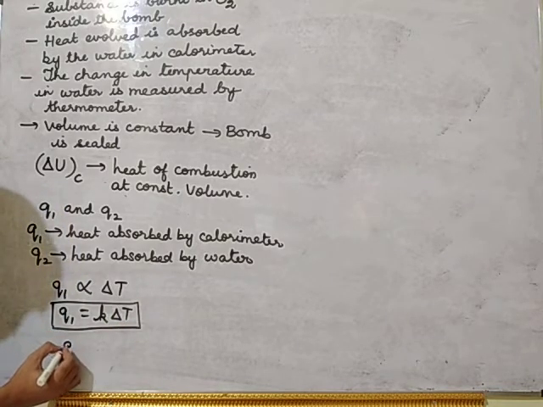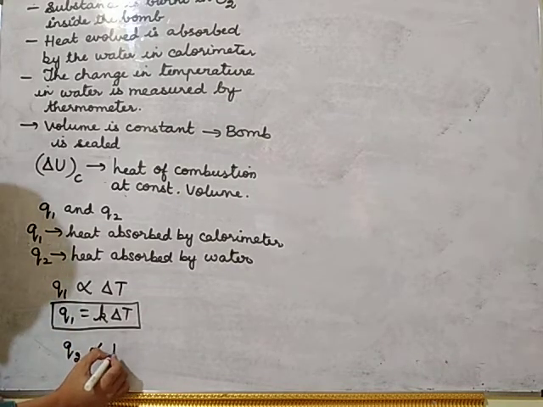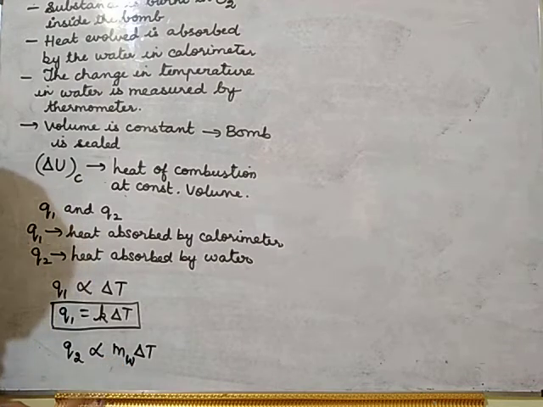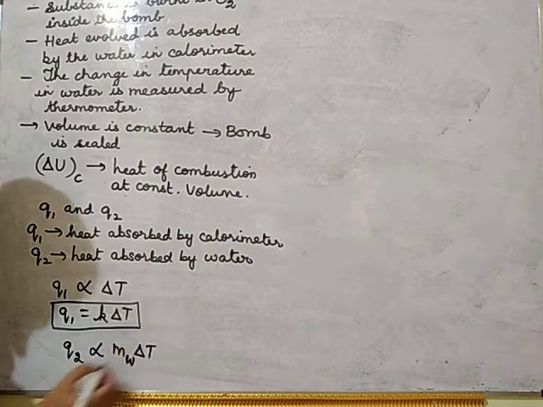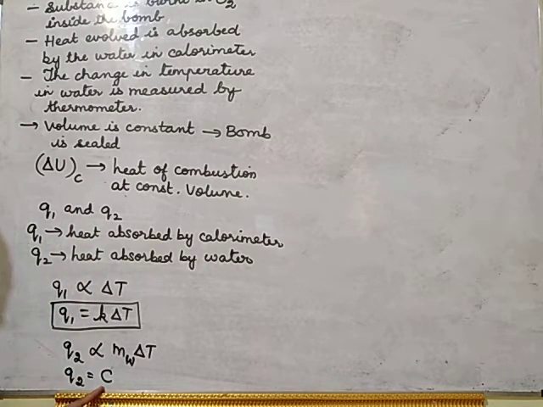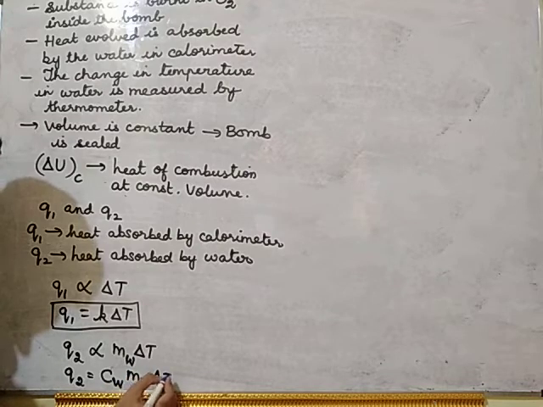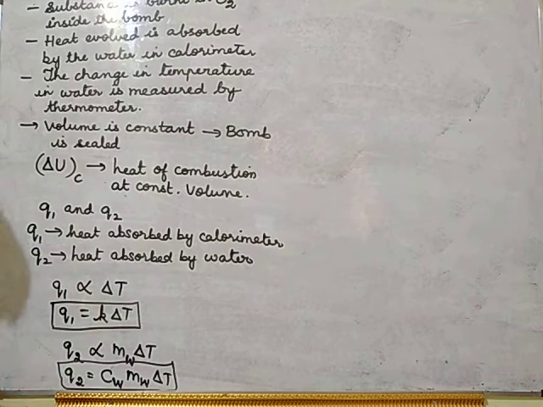The heat absorbed by the water is directly proportional to M into delta T. This also we studied, M into delta T, where M is the mass of the water. So to remove this proportionality, again we have to add one constant. So Q2 is equal to C, which is nothing but heat capacity, previous class we studied. Cw means heat capacity of the water into mass of water into delta T. So this is the heat absorbed by the water.